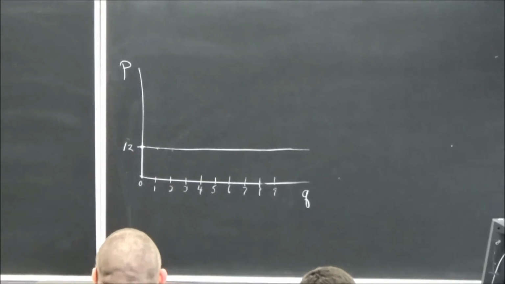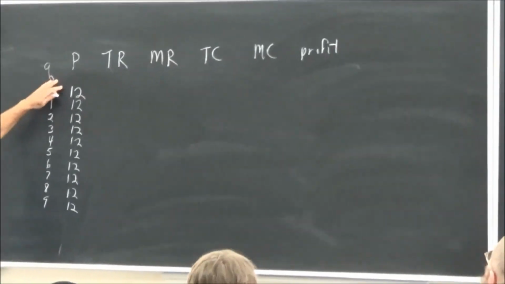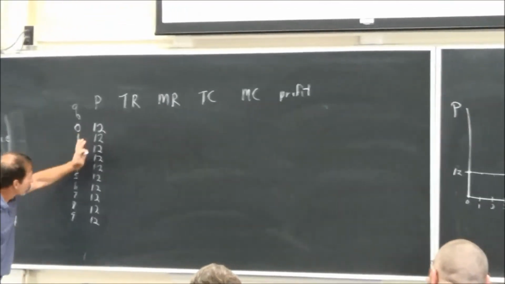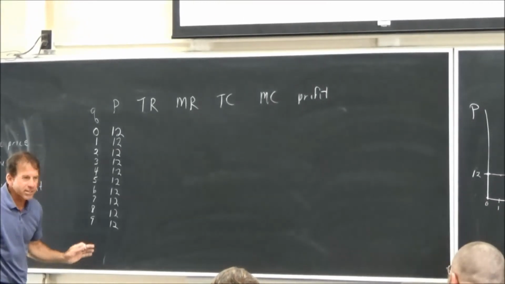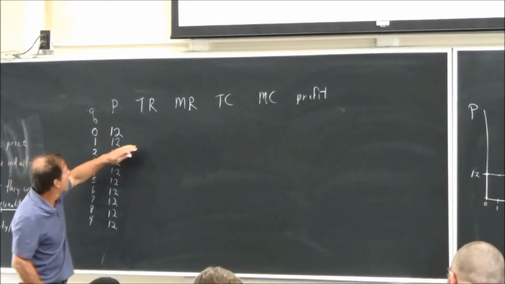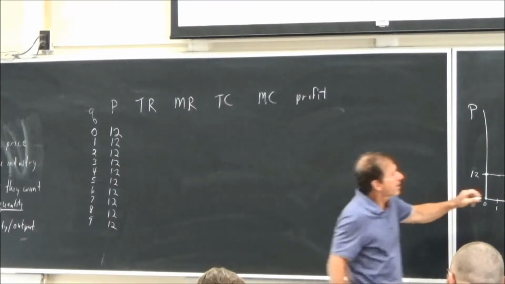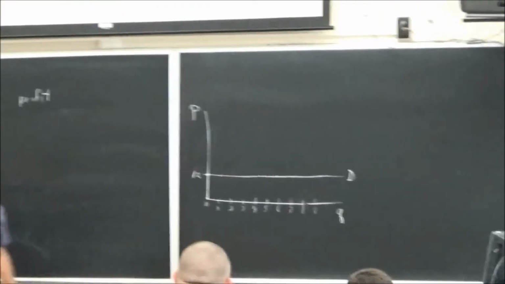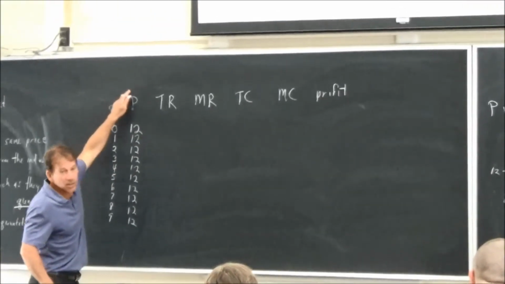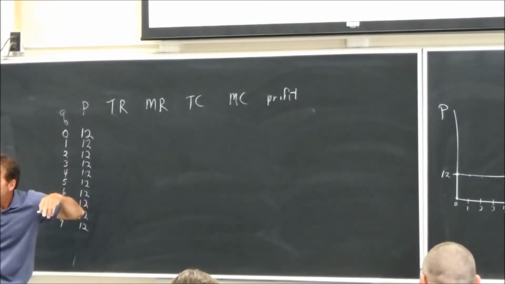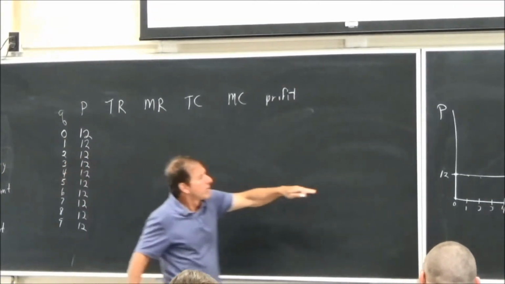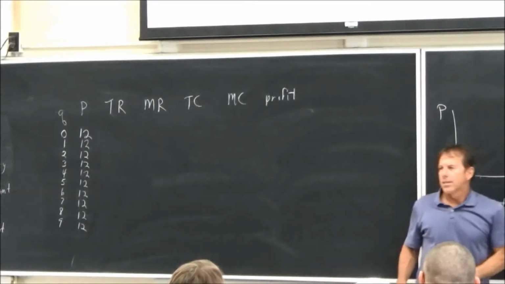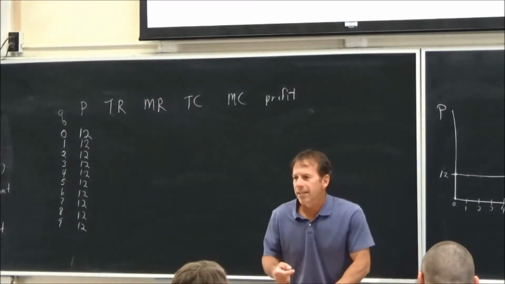So the point is that as the quantity goes up, there's no change in the price. So the price always is constant, and that means that this is our demand curve, because the demand curve is the relationship between the price and the quantity. That's all it is. So this is a completely horizontal demand curve, which means it's perfectly elastic.